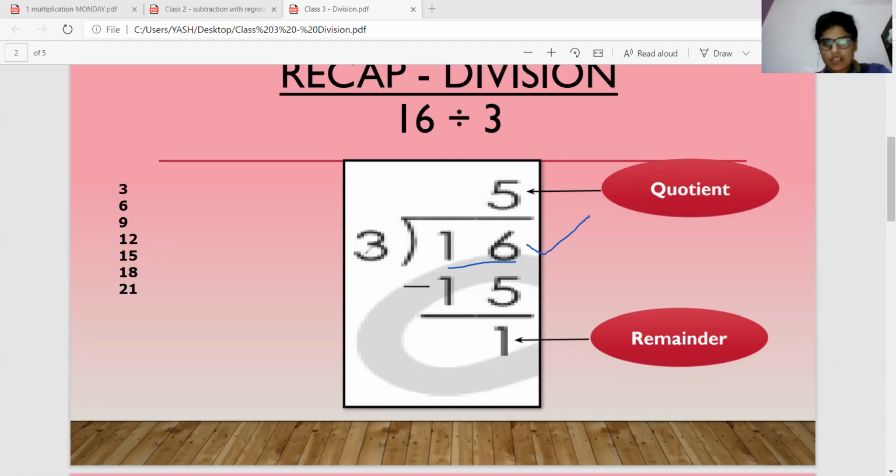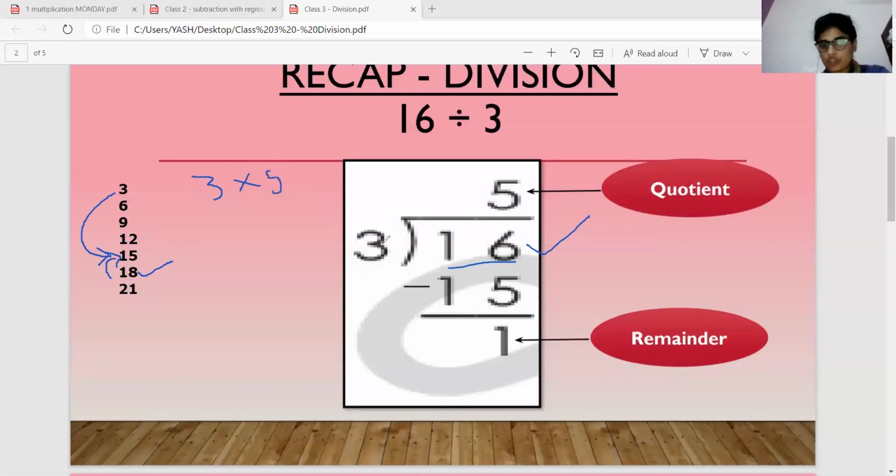So for example, here you can see 18. 18 is bigger than 16. So I need to write the number just before 18. Just before 18 I have 15, so I will write 15 here. Okay, so write here 15. And at which place? Can you see here, when I multiply 3 with 5, I get 15.